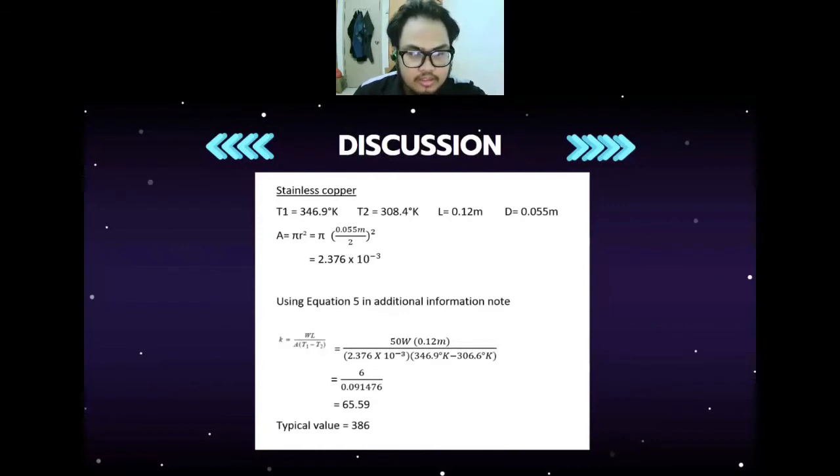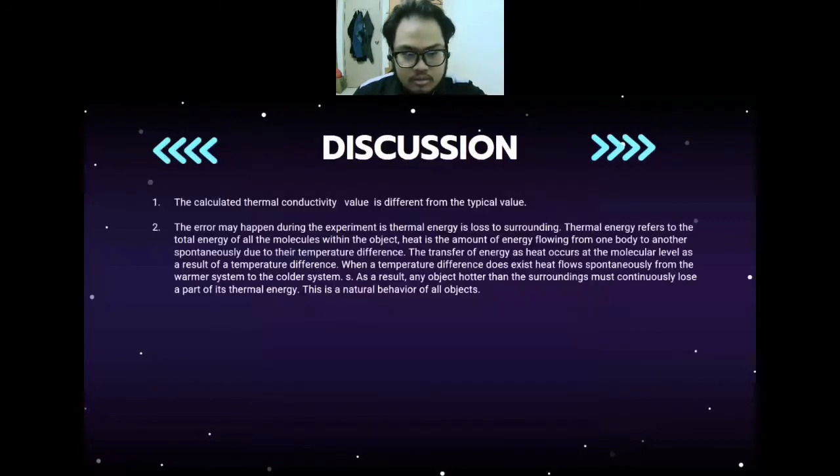Then we are going to calculate the stainless copper thermal conductivity: 50 watt times 0.12 meter over area times the temperature difference. We get 65.59. The typical value of the stainless copper is 386. So we can see from the previous calculation that the calculated thermal conductivity value is different from the typical value. The error that may happen during the experiment is that thermal energy is lost to the surrounding.